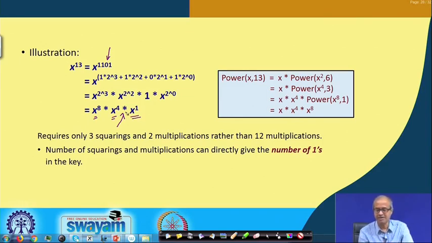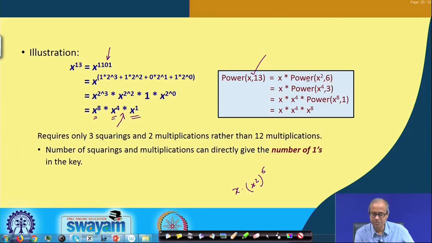So, for 13, if you just work out that previous algorithm, those previous steps, step by step, power x 13, x to the power 13 is nothing but x multiplied by x squared to the power n minus 1 by 2, 13 minus 1 by 2 is 6. So, in the first step we write it as x multiplied by x squared to the power 6.